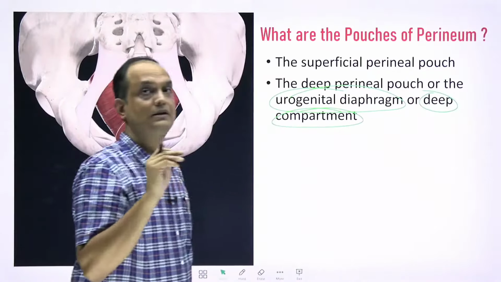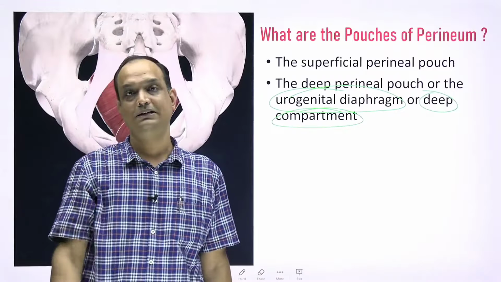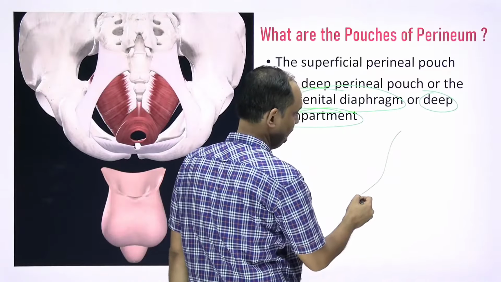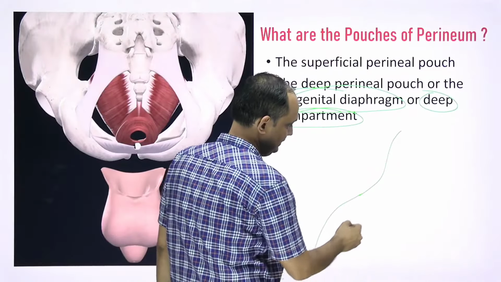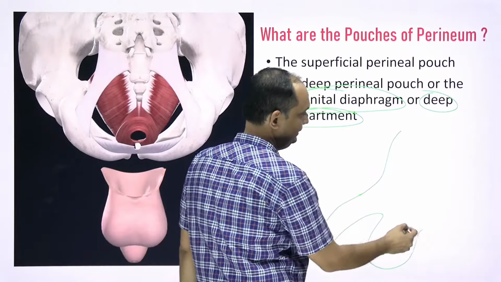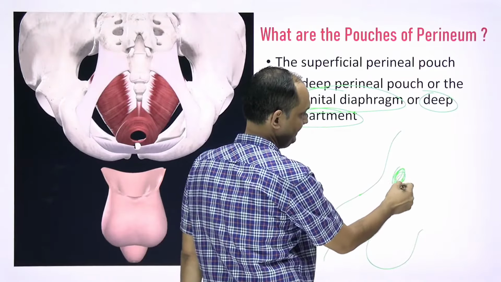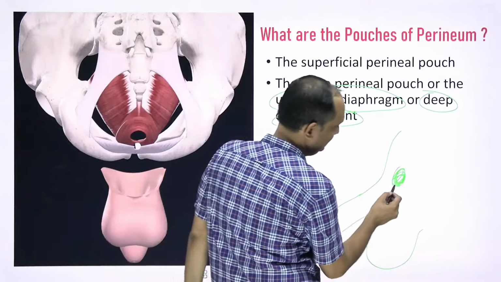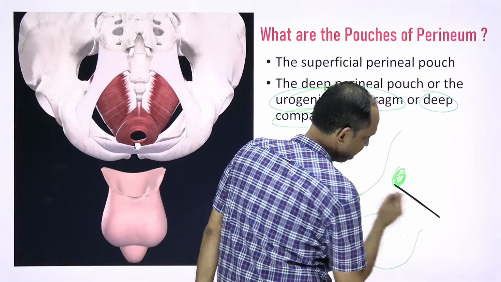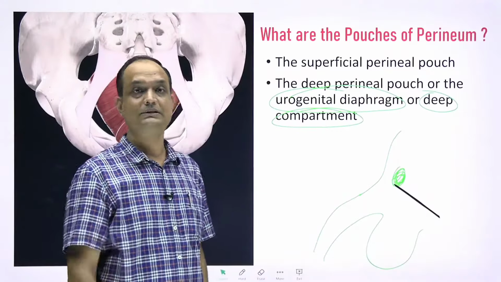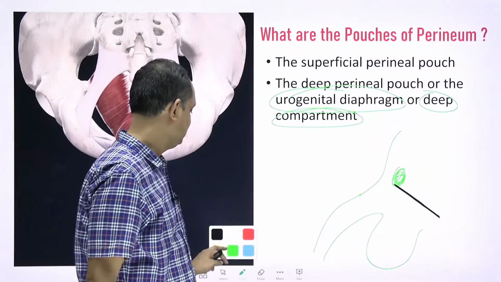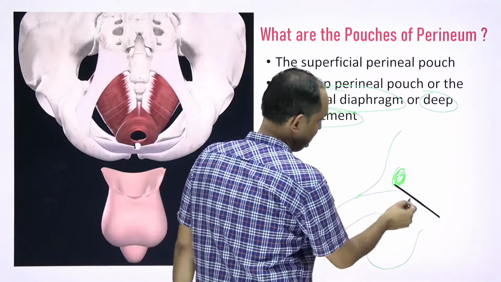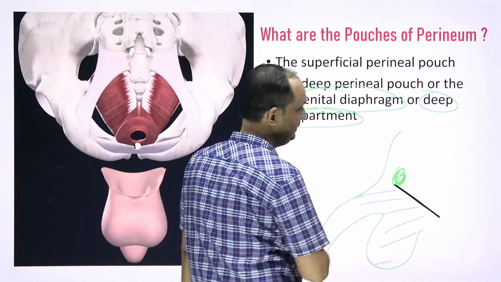Now see, this is again an important concept to understand. This is your anterior abdominal wall, which will continue into the penile skin. This is your scrotal part, and then this is your pubic symphysis. Clear? Now, when you see the perineal membrane, below that, this is your perineal membrane. You have to understand that the area below the perineal membrane is the superficial pouch.